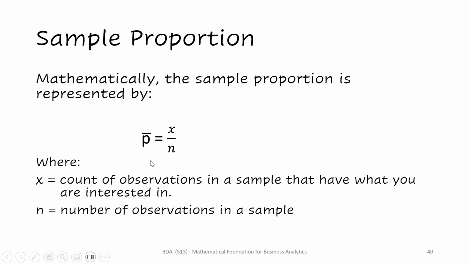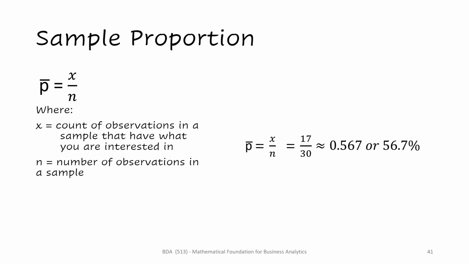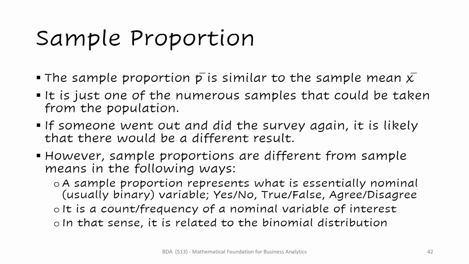Where we want the sample proportion, that's the P bar, it is X over N, where X is the count of observations in a sample of the variable that we are interested in. Here we are interested in the yes response. Therefore, our sample proportion will be 17 over 30. Are we okay with this? Yes, Nana. Okay, good. That gives us approximately 56.7%. So that's our sample proportion.